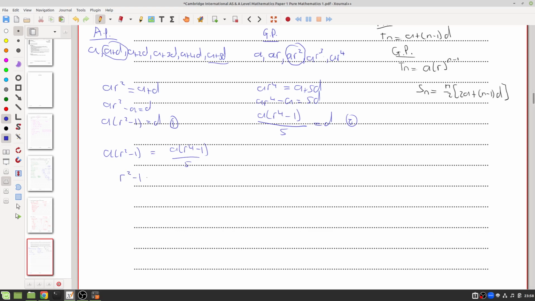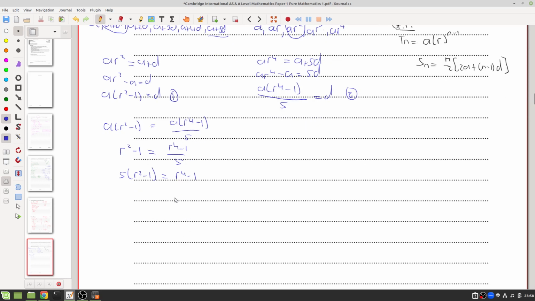R squared minus 1. And on the right-hand side, it's r to the power 4 minus 1 over 5. All right, let's multiply both sides by 5 just to get rid of the fraction. So 5 times r squared minus 1 equals r to the power 4 minus 1. What can we see here? Difference between two squares. So we can do this one, but I'll just leave that one because it looks like that is going to cancel out if we just factorize this right-hand side. So factorizing the right-hand side, we get r squared plus 1 and r squared minus 1.